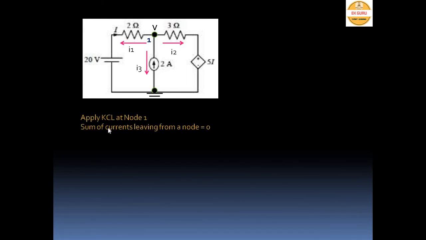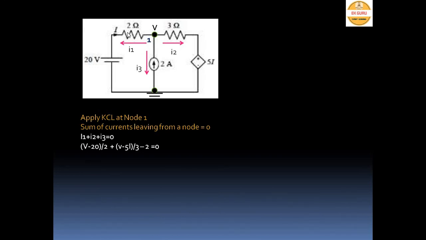The KCL is nothing but, we know, the algebraic sum of the currents leaving a node is equal to 0. For convenience we are taking all currents as leaving the node. So I1 plus I2 plus I3 is equal to 0, because all currents are leaving the node. Here I1 is equal to the first node voltage minus the second node voltage by the resistance, V minus 20 by 2. If this is positive, then we have to represent it with negative.